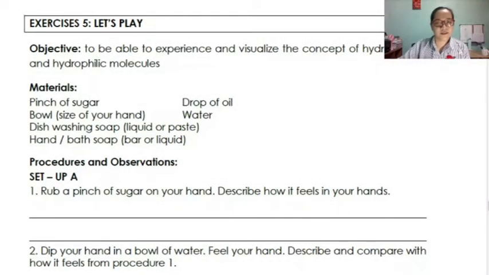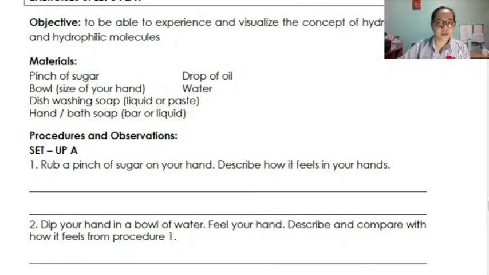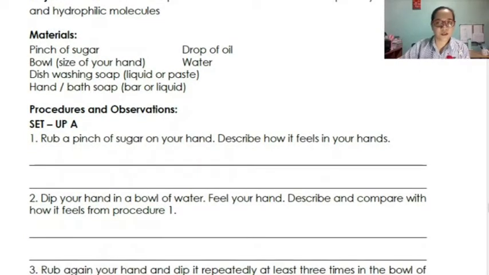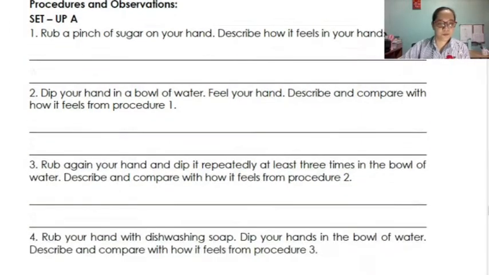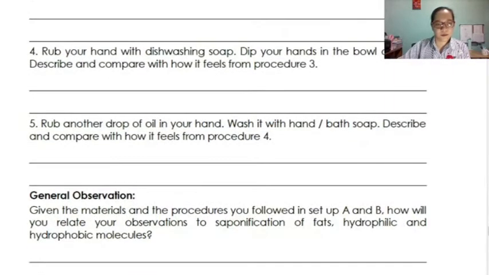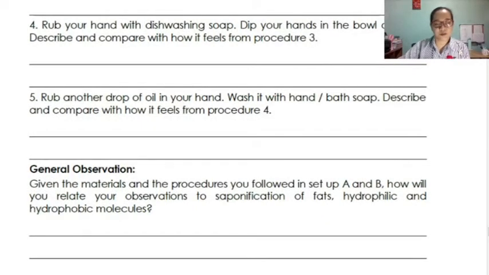For exercise 5, let's play. This is a simulation of the hydrophobic and hydrophilic chain of soap. So you will perform the following procedures and write your observation in the given spaces below. Then give your general observation of setup A and setup B.